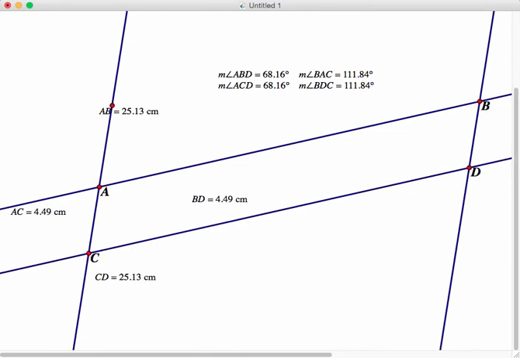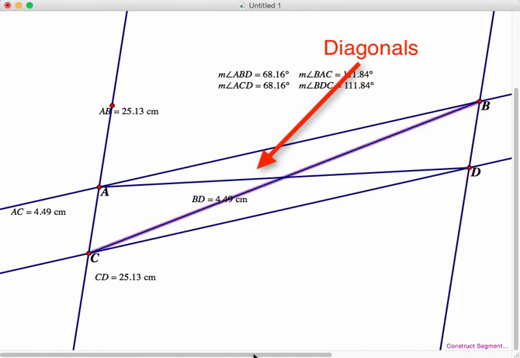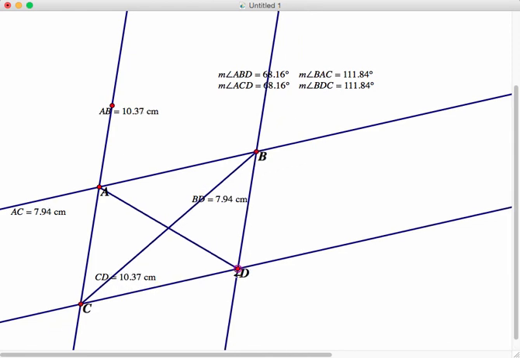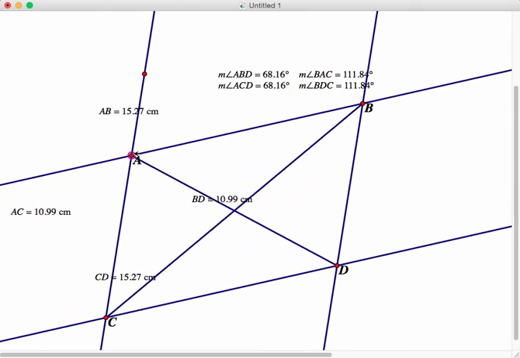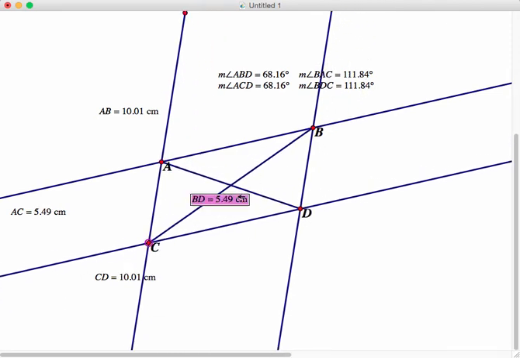But if I draw a segment from A to D, that's called a diagonal. And if I draw from C to B, that would be called another diagonal. A diagonal means you draw from one vertex to a non-adjacent vertex, or a vertex that is not right next to it. In every parallelogram, there are exactly two of those diagonals. And as I move this around, I can see that they will also move. And I'm still noticing that my angles stay the same no matter where I move this. My sides stay congruent no matter where I move this.